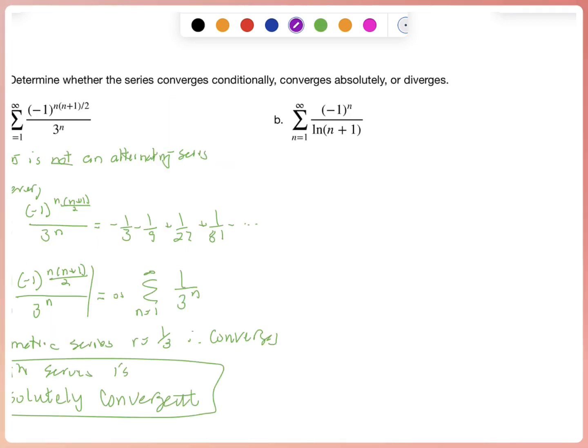All right, problem B here is an alternating series. We have the summation of n equals 1 to infinity of negative 1 to the n divided by the natural log of n plus 1. Okay, so let's compare our a sub n and our a sub n plus 1 terms. For a sub n, if I disregard the positive and negative, so we factor out that negative 1 to the n power term, a sub n is going to be 1 over the natural log of n plus 1.